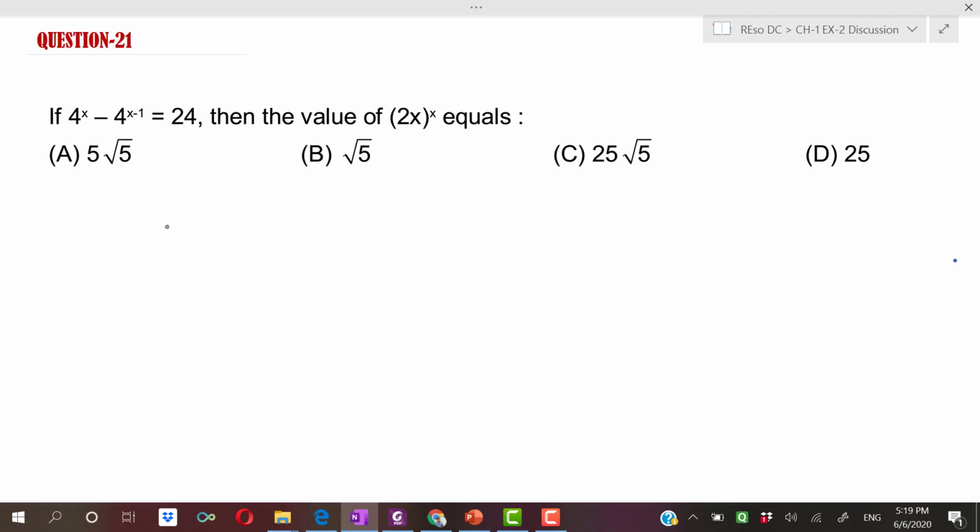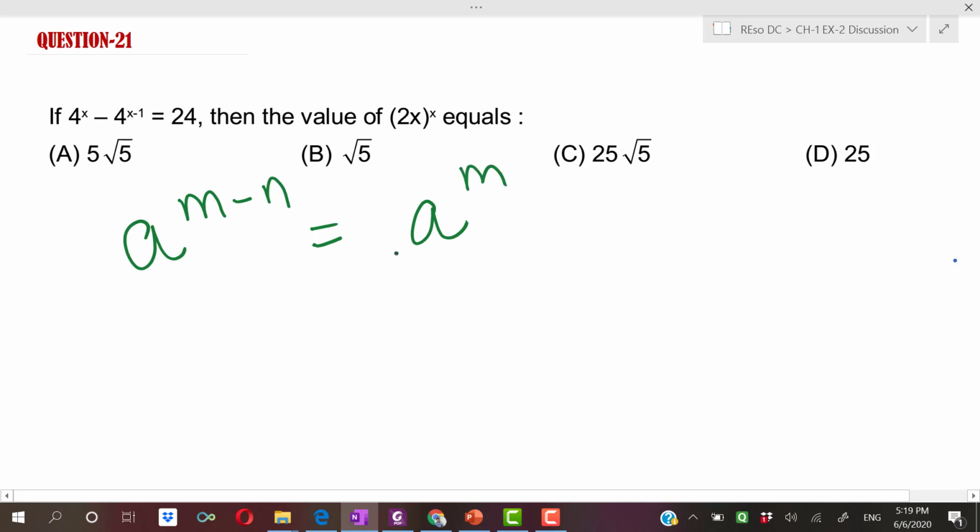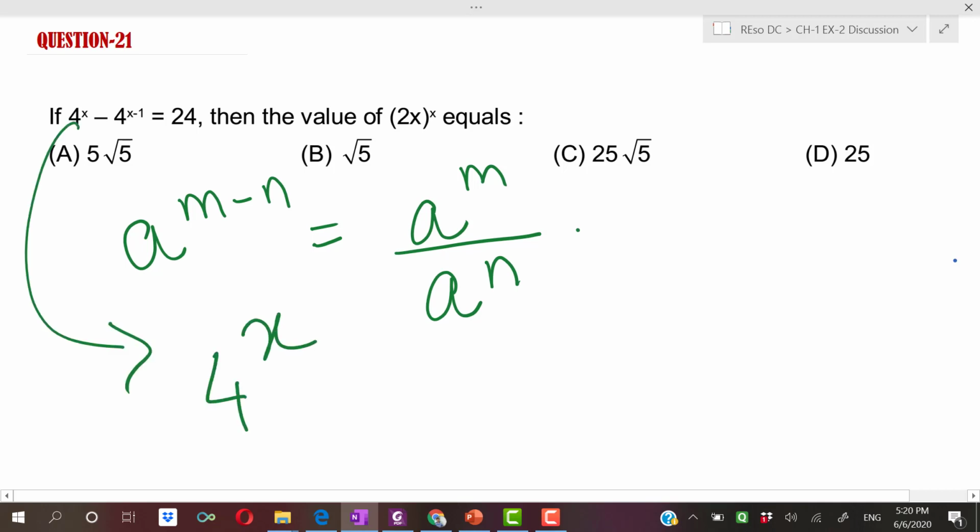To solve question number 21, first of all we will use an identity: a raised to the power m plus n is equal to a raised to the power m into a raised to the power n. Now my given expression will reduce to 4 raised to the power x minus 4 raised to the power x divided by 4, which is equal to 24.